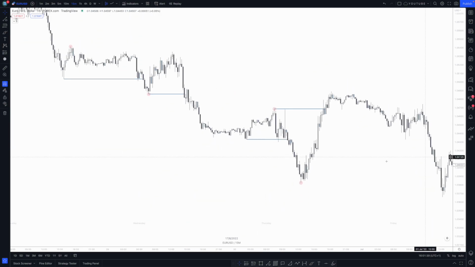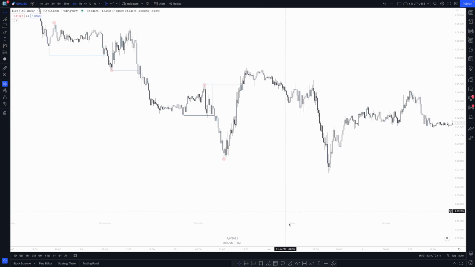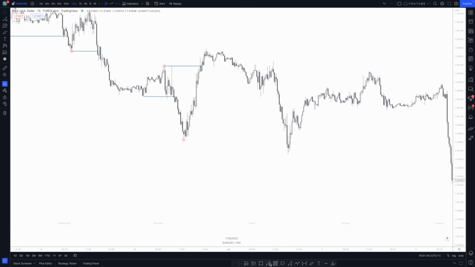And again, zooming out, the pullback does start at this point right here. But what you'll see then is we do get a reversal and we get a break to the downside. Once we get a break to the downside, this becomes our swing low.